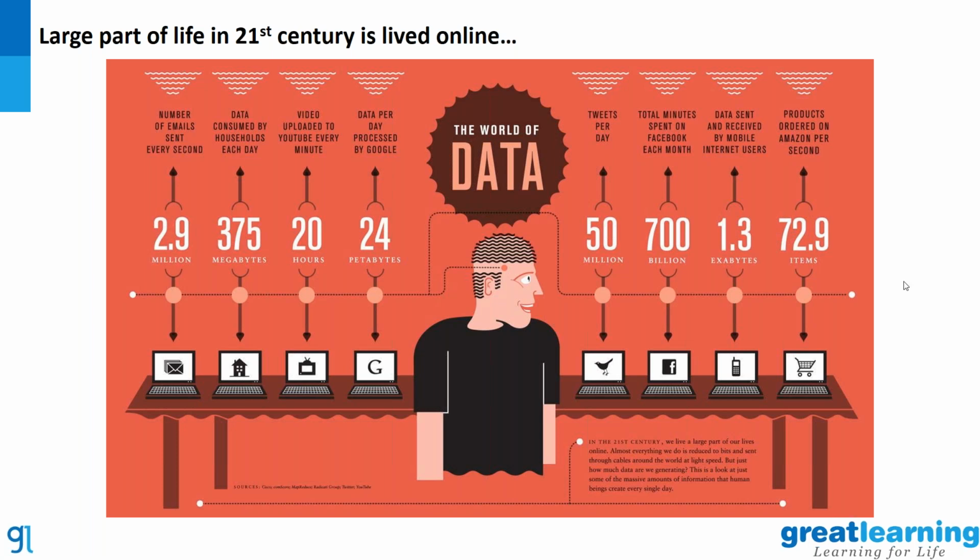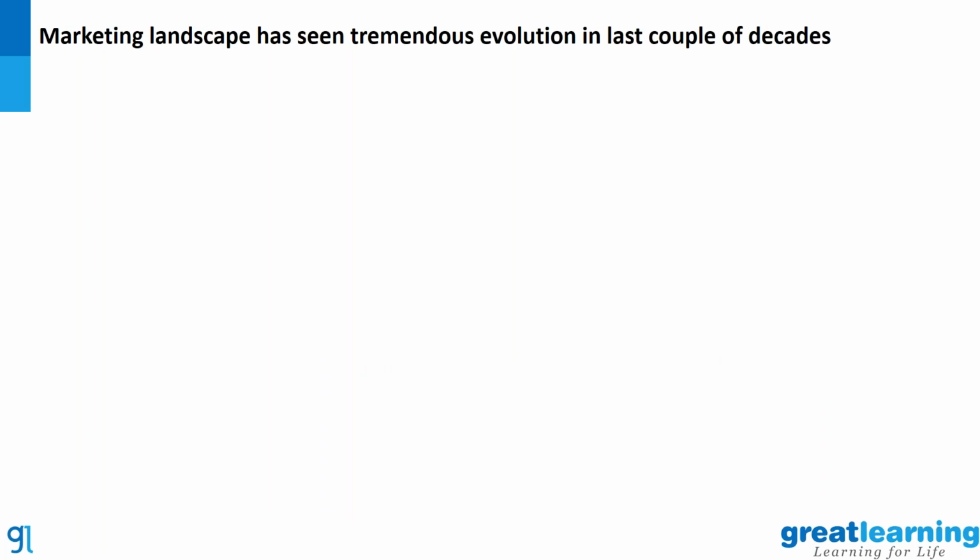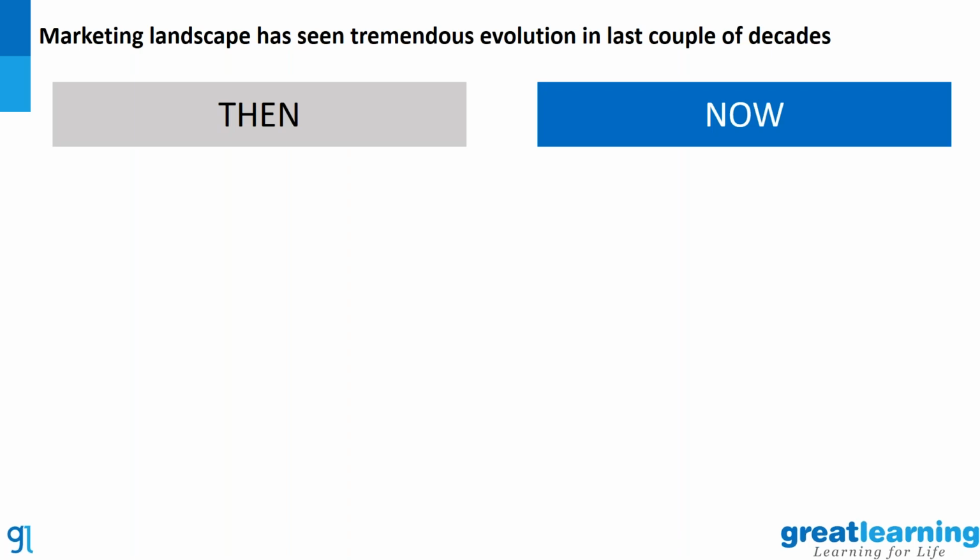What that means is that the way we have visibility into customers, the way we can track people and understand how they behave online, has completely changed the marketing landscape, and it has seen a tremendous amount of evolution in the last couple of decades. Let's try and put things into perspective. So what was then and what is now?